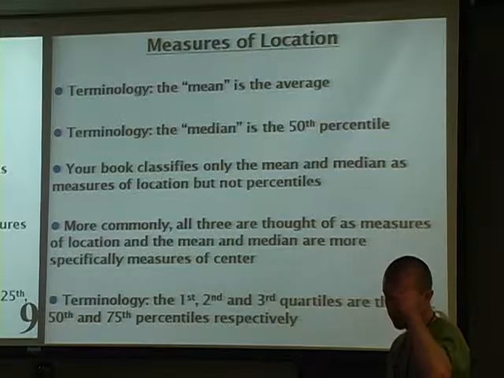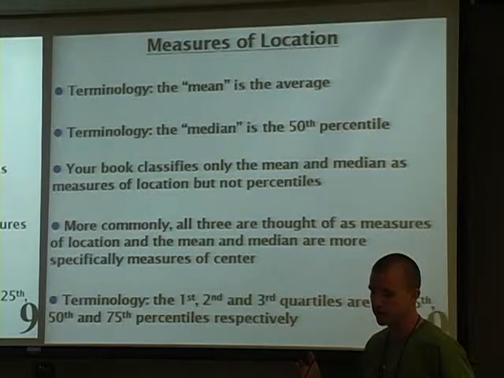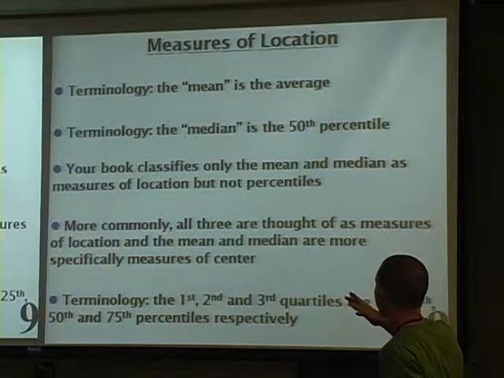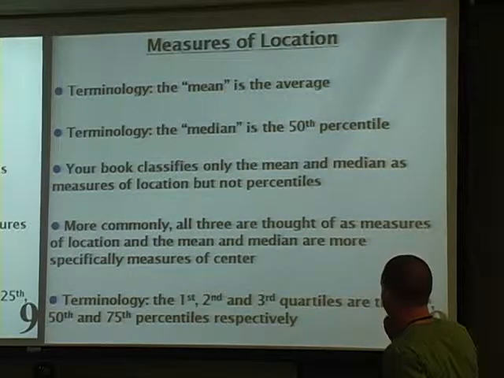So what does your book say about measures of location? The one thing that's interesting is they don't group the percentiles with the mean and median, although arguably these are all measures of location. The percentiles are not measures of center, right? Those could be measures of any part of the distribution, whereas mean and median are both measures of center.